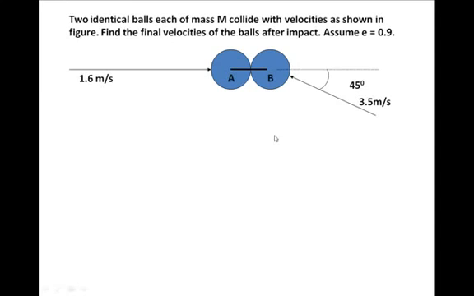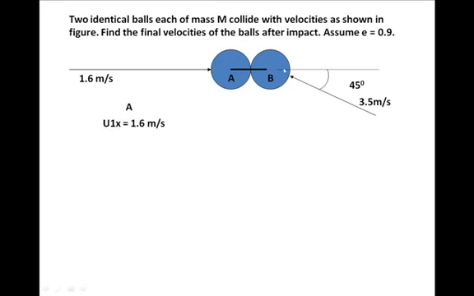So let's take the first problem, which says two identical balls, each of mass m, collide with velocities as shown in figure. Find the final velocities of the balls after impact. Assume E to be 0.9. Now you see in these problems, it is advisable to write data a little systematically. So let's say here is body A. Now initial velocity is associated with symbol u.